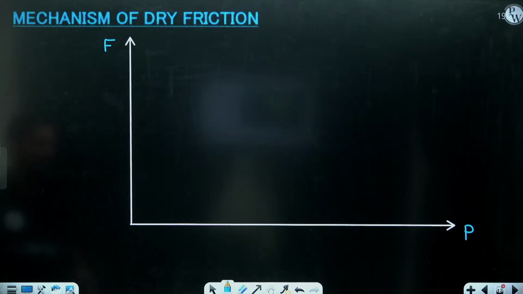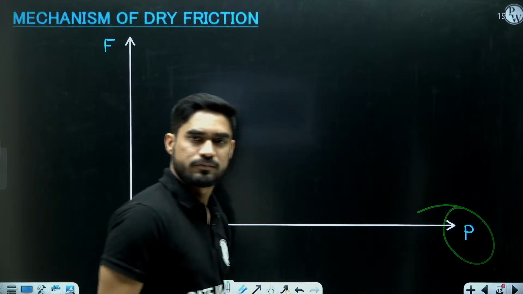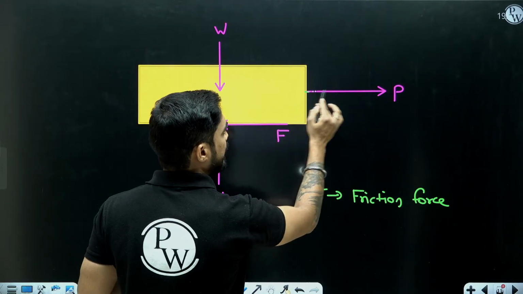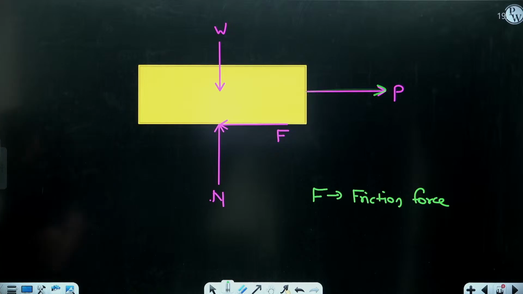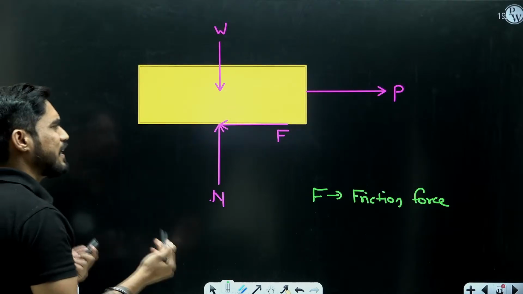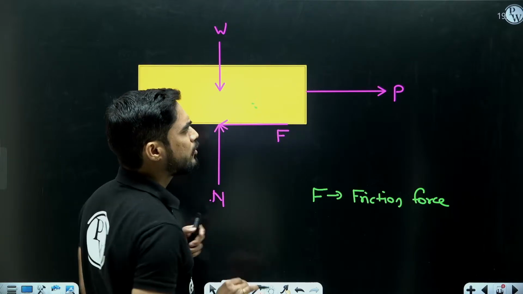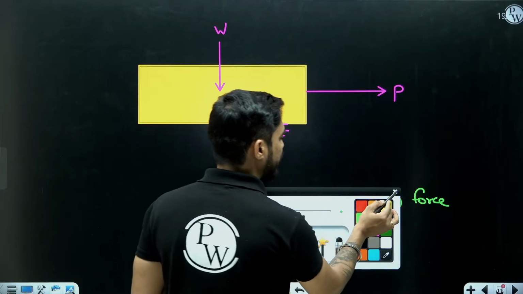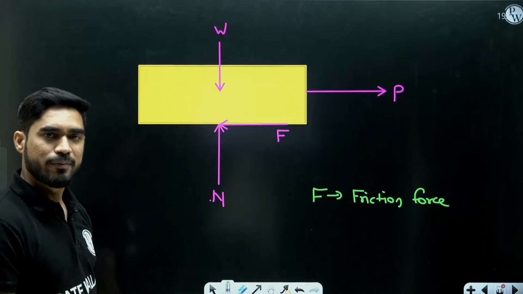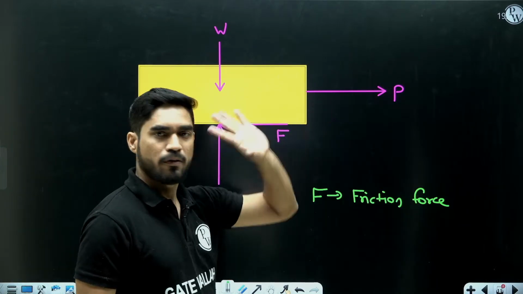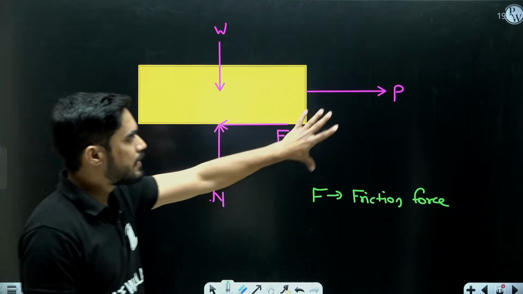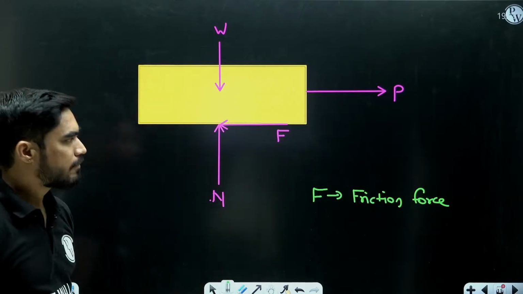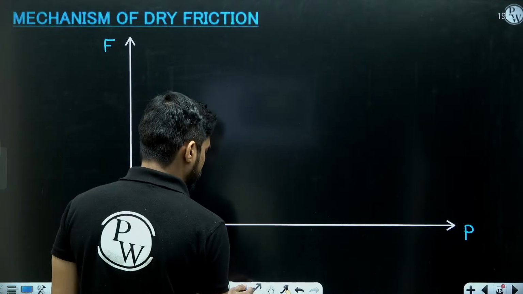Now let's say I start increasing this force P. What happens? Let's say we have a very heavy weight, and we start applying force P and we start increasing this force P. Initially, as this body is very heavy, this body is not going to move because we are applying a very small force P. And as this body is not going to move, it will be in static equilibrium. So F will be equal to P. So this graph will start from here.